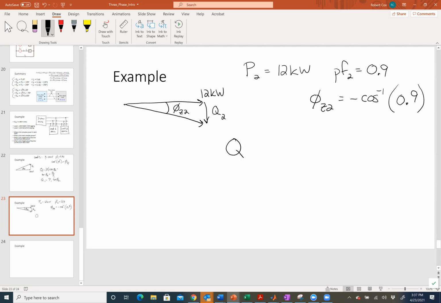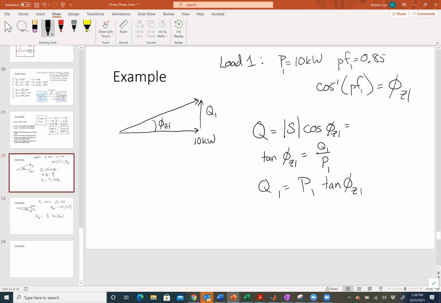I want to get my Q2. It's a trig problem, right? So Q2 is equal to the magnitude of P2, so it's just 12 kW times the tangent of phi Z2. And there is no need to say magnitude necessarily. No, you're right. Okay, so that's our basic approach to getting that done. That's going to be a negative number, right? Not Q, this is phi Z2.